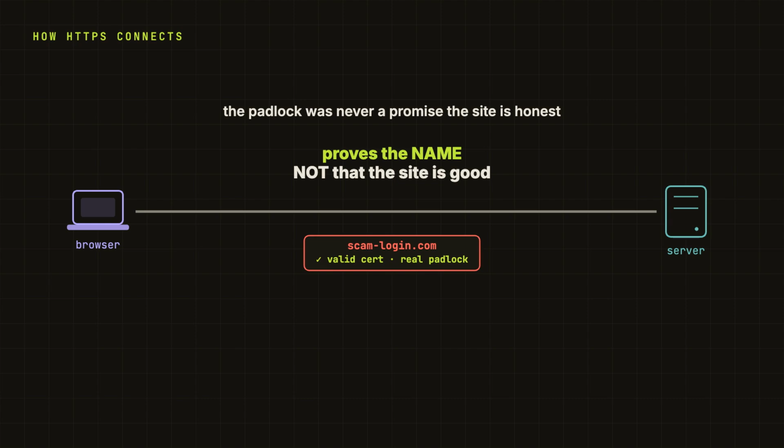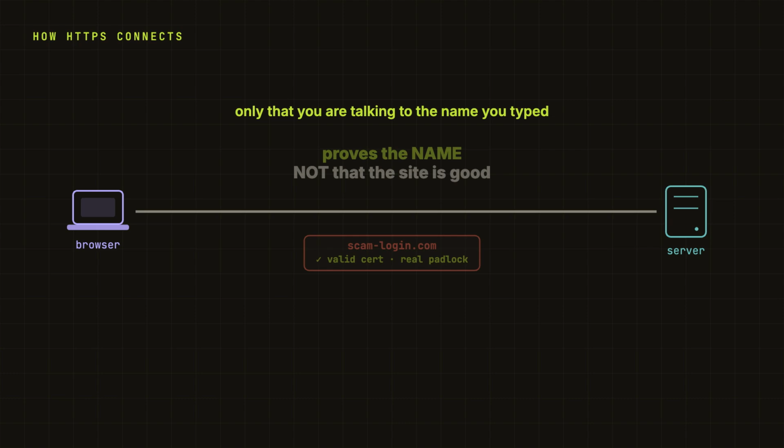So the padlock was never a promise that a site is honest. It only ever promised one thing. You are really talking to the name in the address bar. Much smaller, much more specific than most people think.